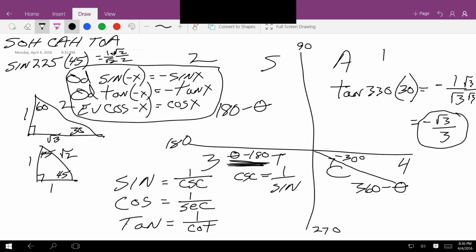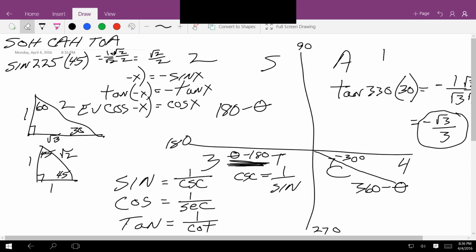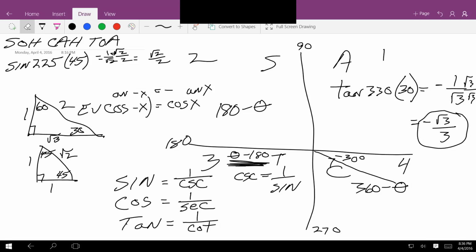Now all we have to do, let me write it a little further away, is put a plus or minus sign on that. Well, what is sine in the third quadrant? Is it positive or negative? All students take calculus. So it's positive, negative? Negative, exactly.